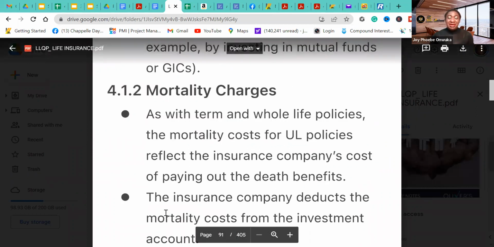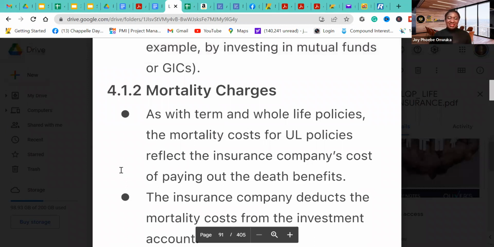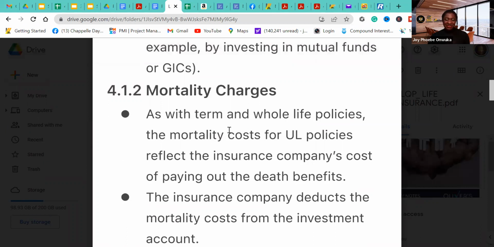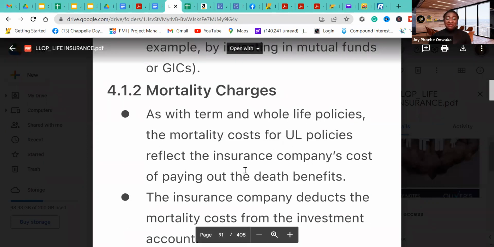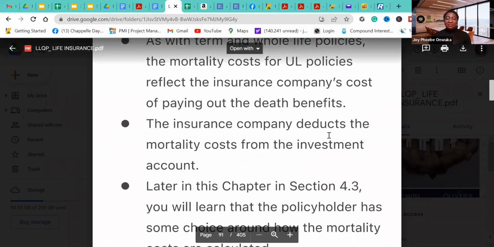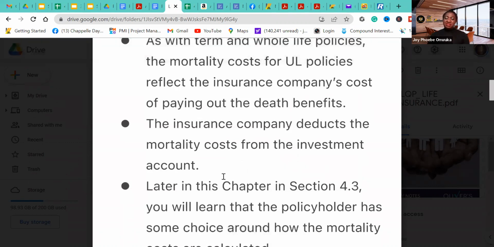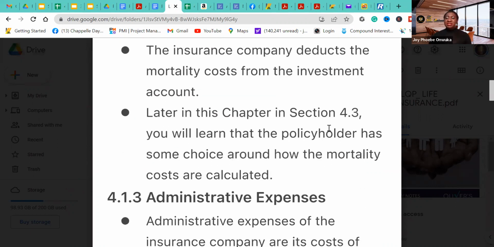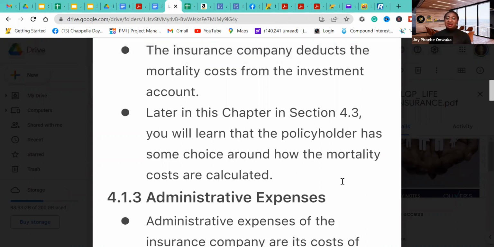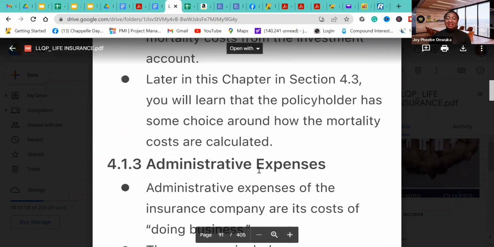Mortality charges. By now, you should know what mortality charges are, right? Because we've seen that in term insurance, and we've seen it under whole life. As with term and whole life policies, the mortality costs for universal policies reflect the insurance company's cost of paying out the death benefit. The insurance company deducts the mortality cost from the investment account. Later in this chapter, in section 4.3, you will learn that the policyholder has some choice around how the mortality costs are calculated.